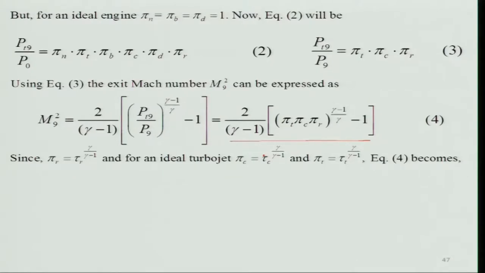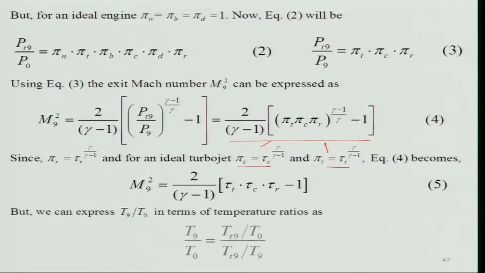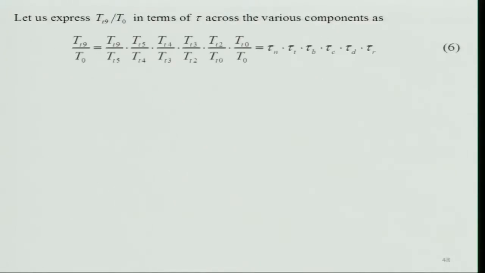So M9 squared, you can write down here itself if I put these values in this place. And also for pi r, instead of pi, I can get it in terms of tau, that is tau t, tau c, tau r, right. So, we will do a similar way of getting this T9 by T0. We can write T9 by T0 divided by T9 by T9. And we will go on doing all those things.